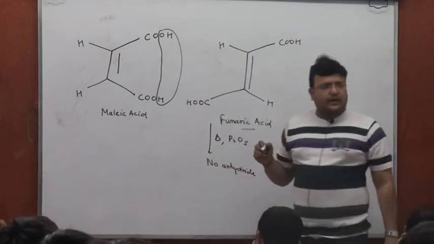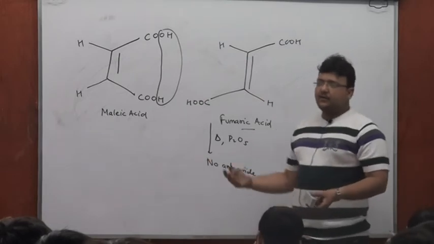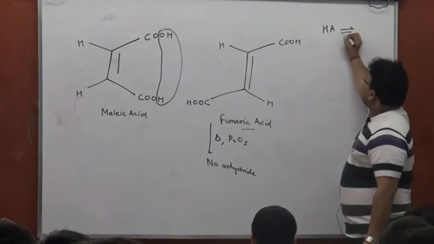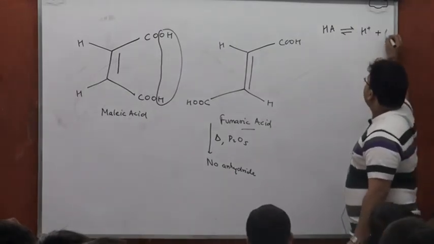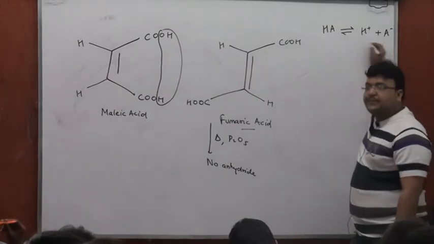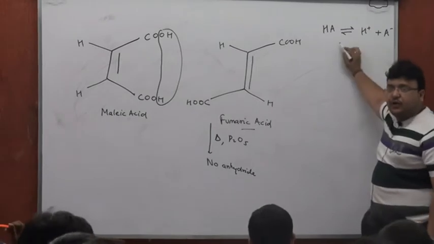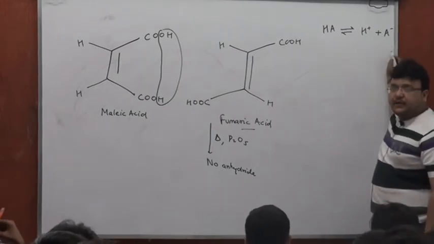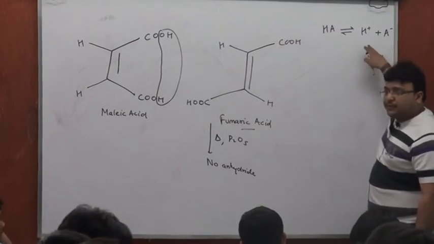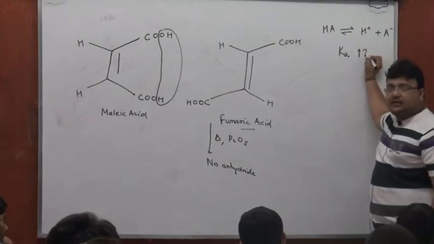Now when it's Ka1 and Ka2, I'm talking of dissociation constant, of an equilibria, ionic equilibria. For a given acid, the acidity will be more if the base is more stable. Say yes or no. If the base is more stable, the equilibrium moves more towards the right side, produces more H plus, and that also means that the Ka value is higher.